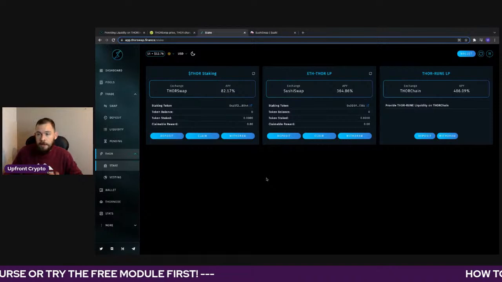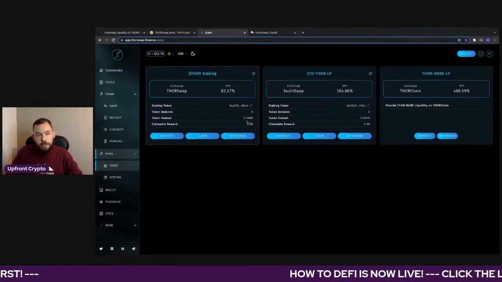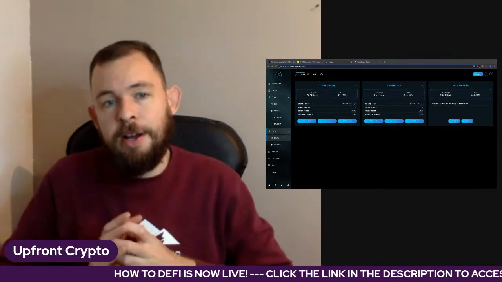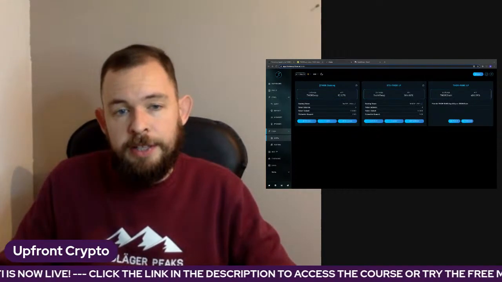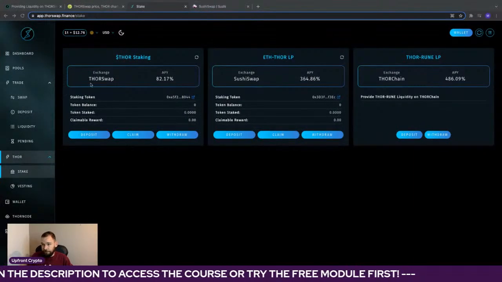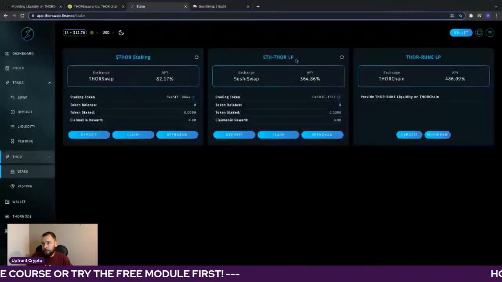THORSWAP. Maybe it had teething problems when it was launched. Maybe that's one of the reasons for the THORChain price dropping slightly. But these options are out here if you do want to use any of these liquidity pools to stake your Thor or any of these liquidity pool tokens here.